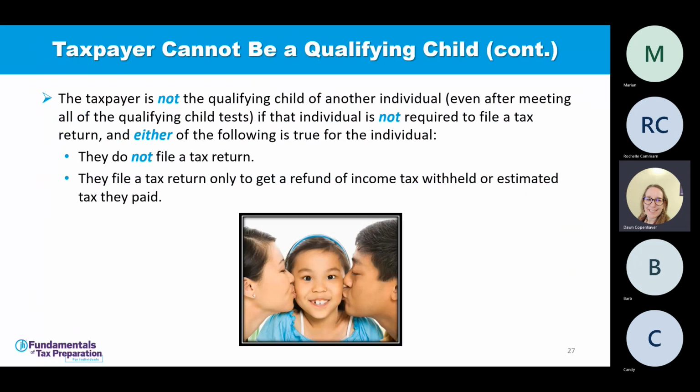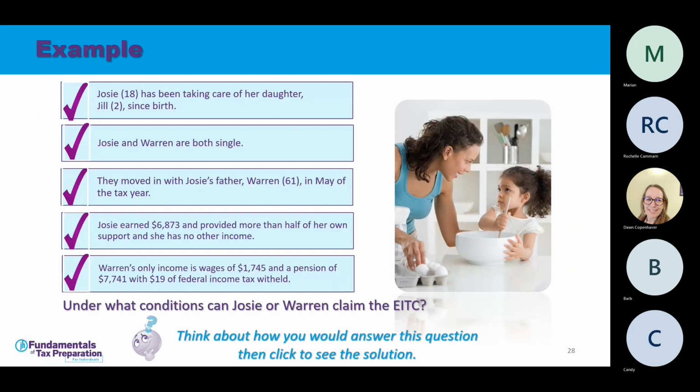The taxpayer is not a qualifying child of another individual if that individual is not required to file a tax return, and either of the following is true for the individual: they do not file a tax return, or they file a tax return only to get a refund of income tax withheld or estimated taxes they paid. Example of that: Josie has been taking care of her daughter Jill since birth. Josie's 18 years old, Jill is 2. Josie and Warren are both single. Who's Warren? Warren is Josie's father.